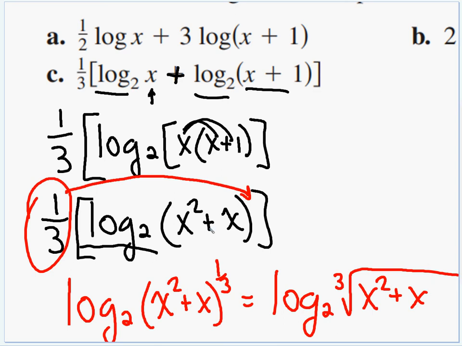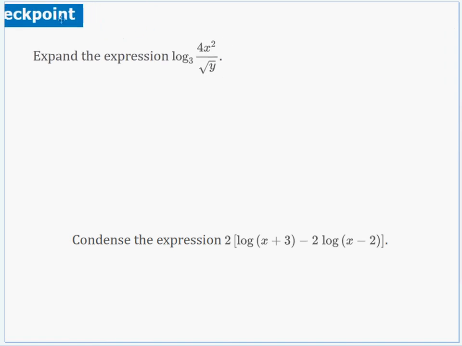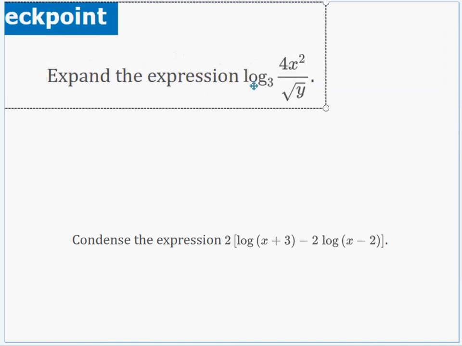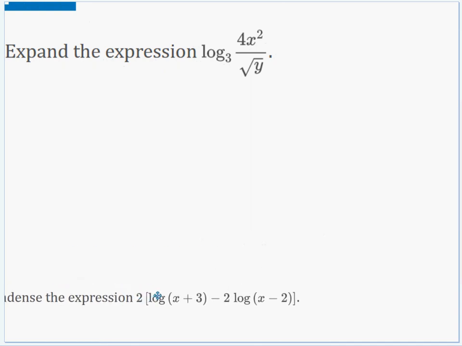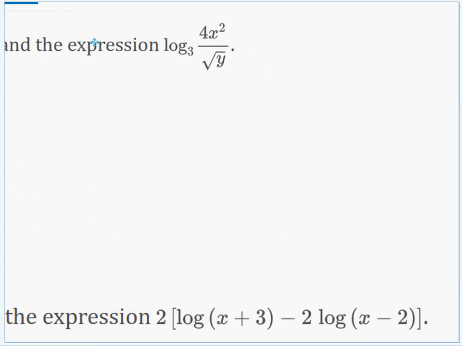All right. I think that's it for the examples. A couple for you to do, and then that'll be the end of the video. We'll do some practice in class and some WebAssign. So pause the video, give these your best shot, and then see if you got them right.